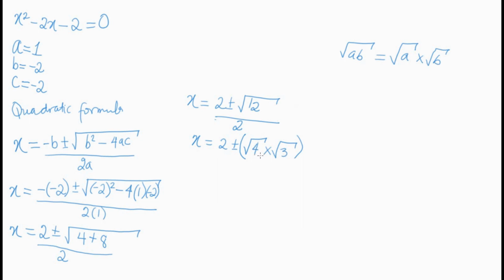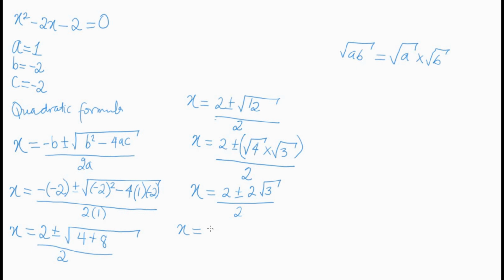That is the same process here. We know 4 times 3 is 12, and we have 12 inside, so we can just separate. This is what I'm doing here, so no one needs to get confused. So x equals 2 plus or minus the square root of 4, which is 2, and we have root 3, over 2.